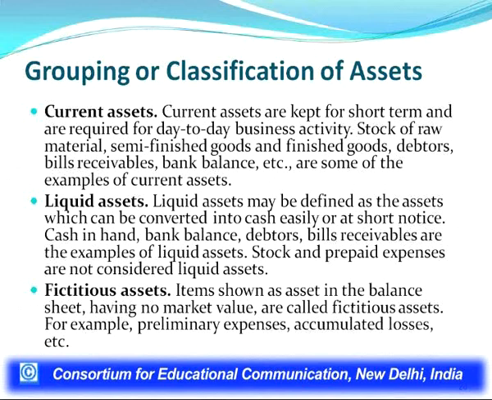Then, so these are the liquid assets. Then fictitious assets. Fictitious assets are those assets which are shown in the balance sheet as assets, but having no market value, or in other words we cannot sell them in the market. It means that they are assets shown, but there is no real value. So, that is why we call them fictitious assets. Some of the examples are preliminary expenses or company formation expenses, accumulated losses. So, these are the fictitious assets.